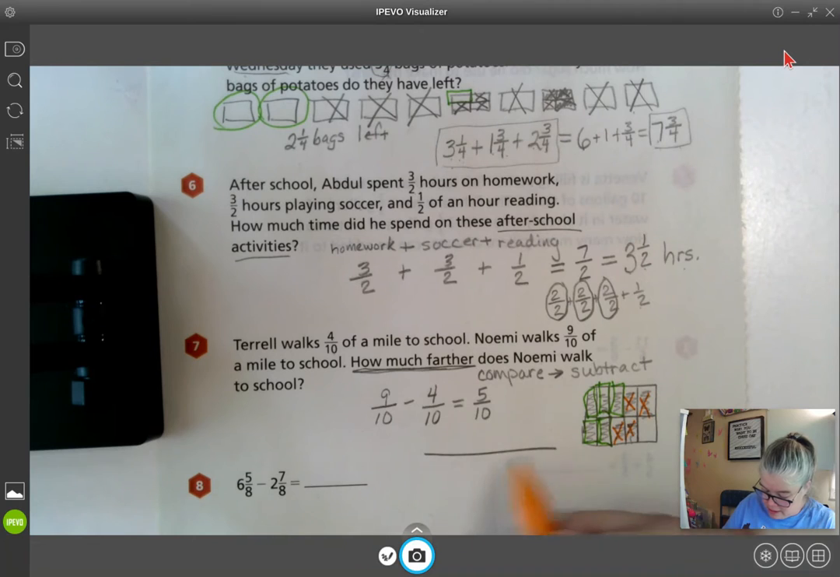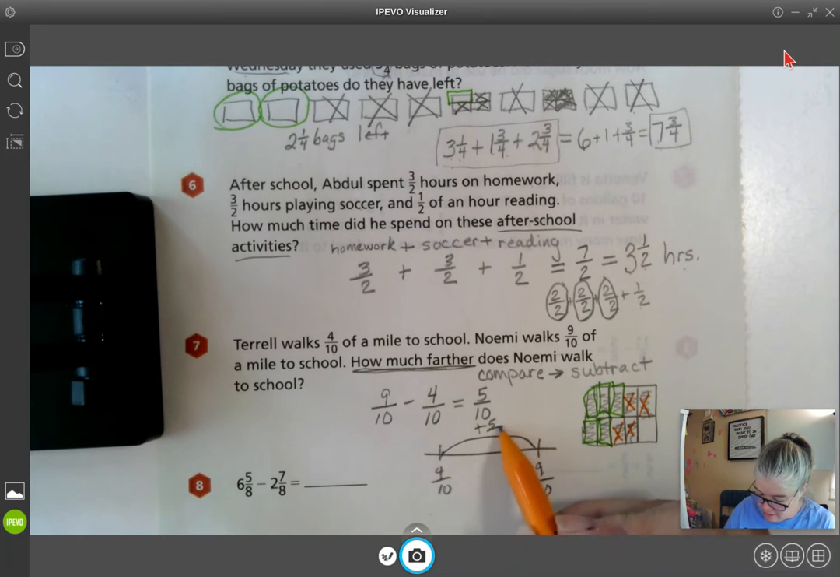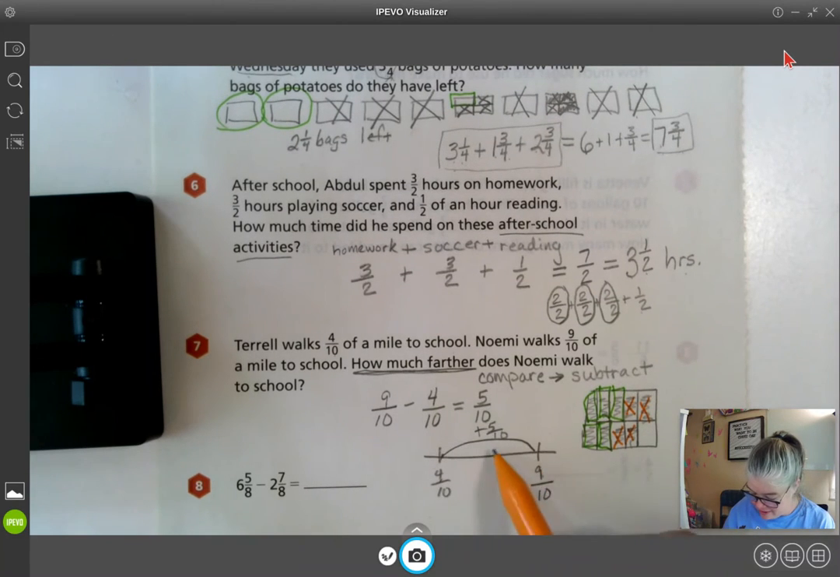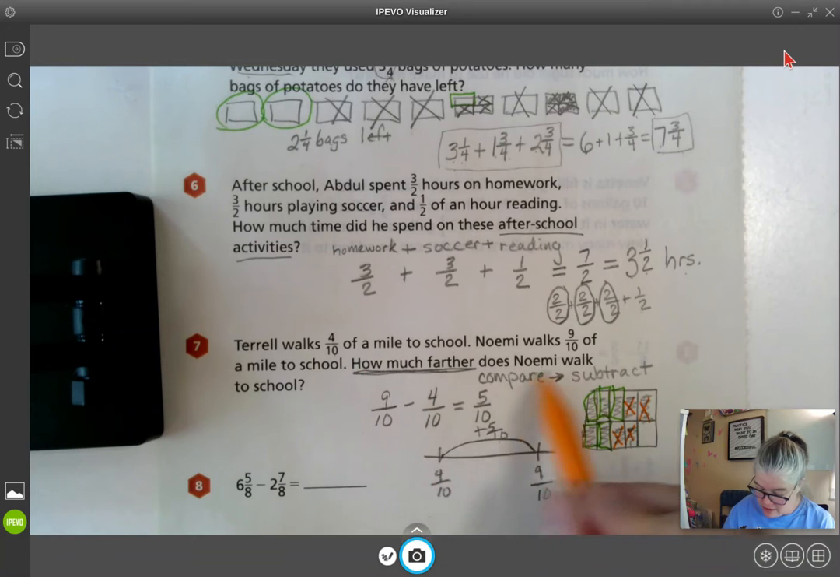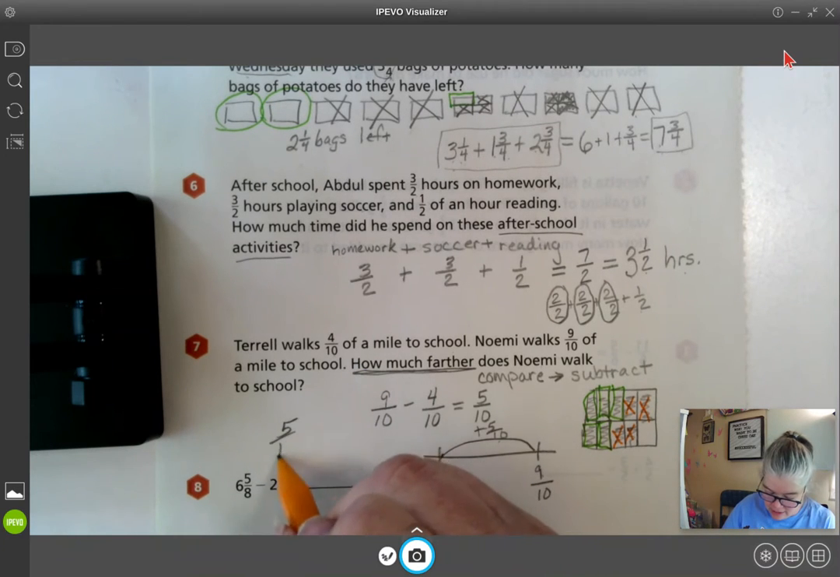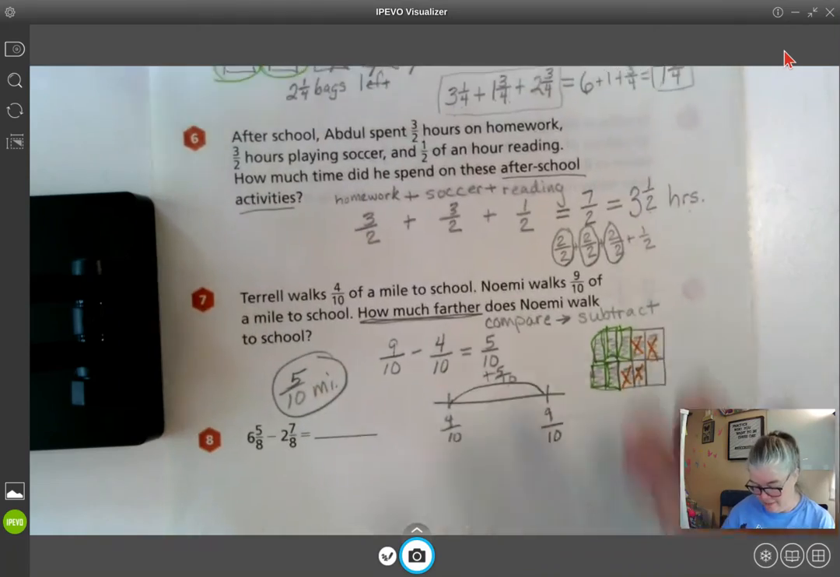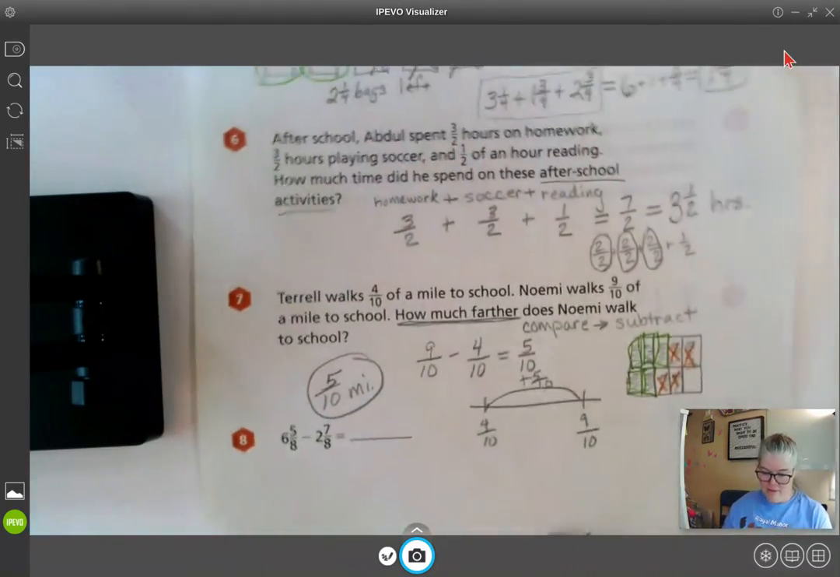I could do this on a number line as well. 4/10 up to 9/10. Well, if I count by tenths, how many tenths would I need to get from 4 up to 9? I would need to add 5/10 because 4 plus 5 equals 9. So I got it right in two different ways. I found that it was 5/10. So how much farther does Noemi walk to school? She walks 5/10 of a mile farther. Bonus points if you realize that 5/10 is the same as 1/2. It's equivalent. All right, last but not least, we have problem number 8.